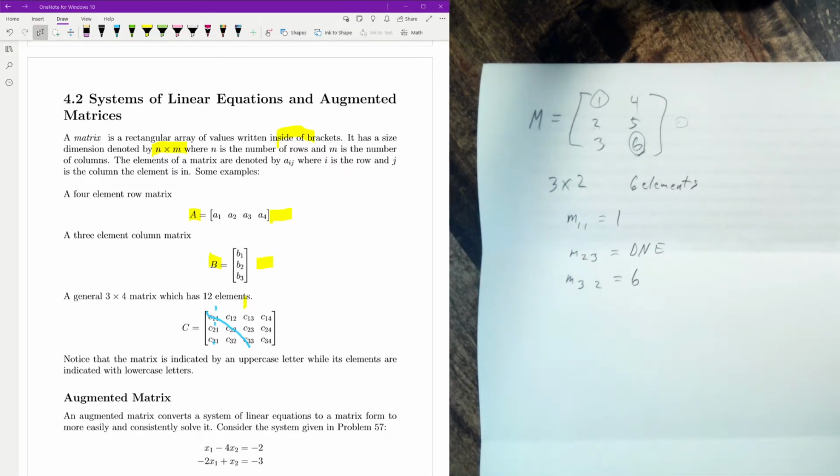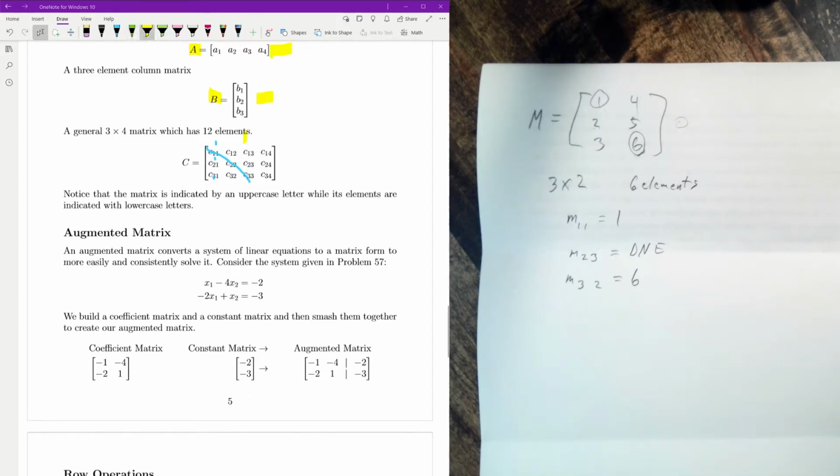Okay. Now, we're talking about systems of linear equations. That's what this chapter is mainly about: systems of linear equations and matrices. When we're looking at systems of linear equations, the linear equation part is this. So linear equation x1 minus 4x2 equals minus 2, minus 2x plus x2 equals minus 3. Just an example.